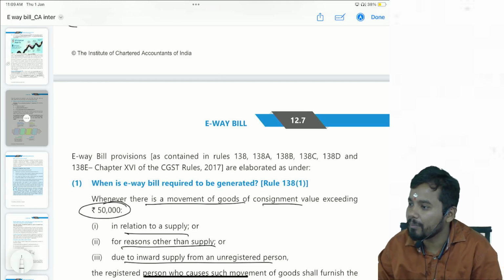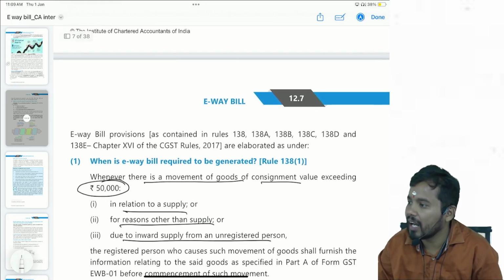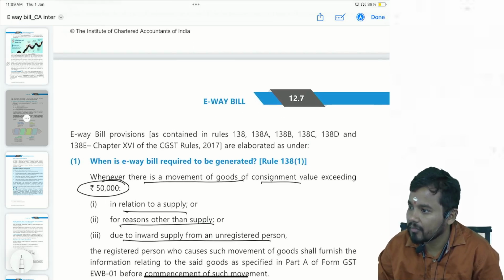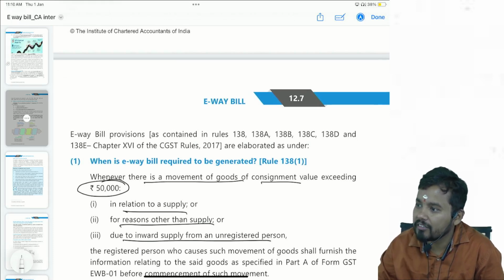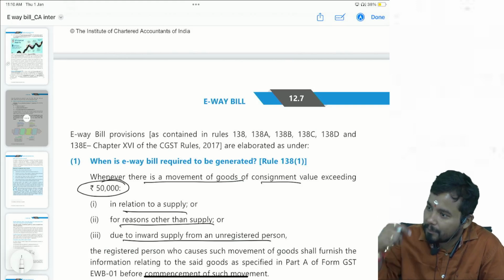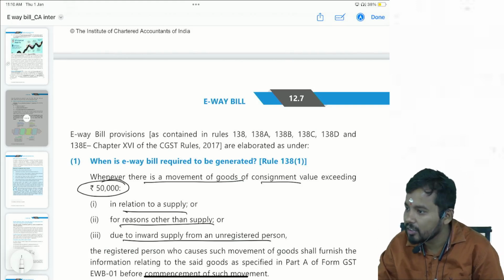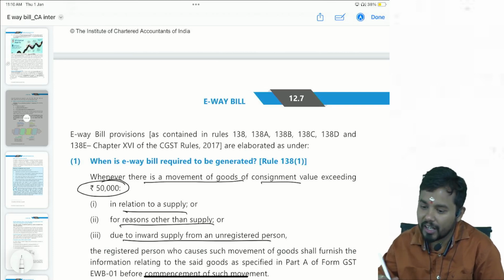Say for example, I am purchasing goods from an unregistered person. So am I required to generate an e-way bill or not? Yes, you are supposed to generate an e-way bill. You are registered, no? The supplier is unregistered, but you are registered. So you generate the e-way bill and bring it. Okay, that's the idea.